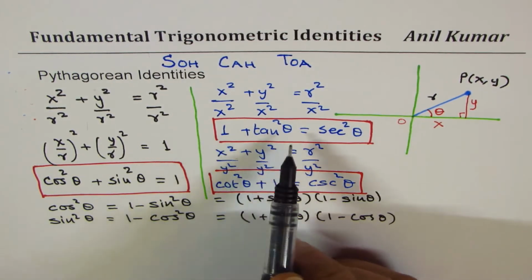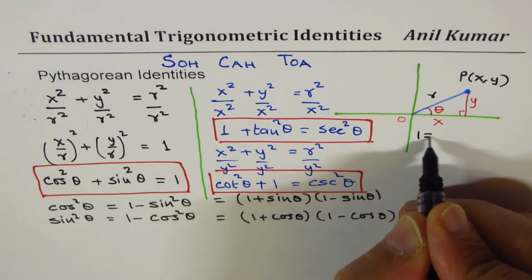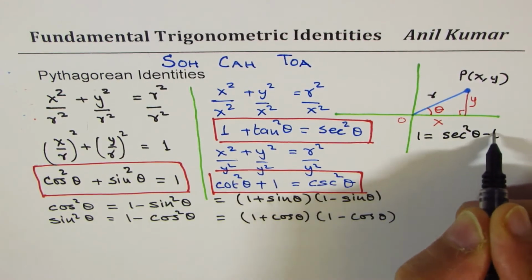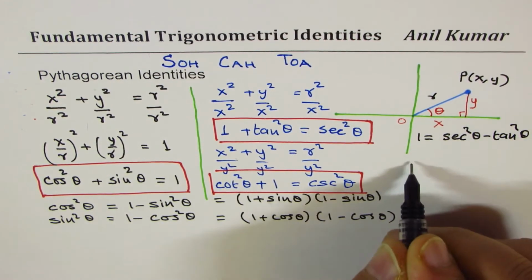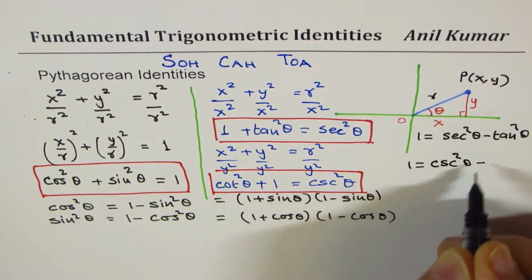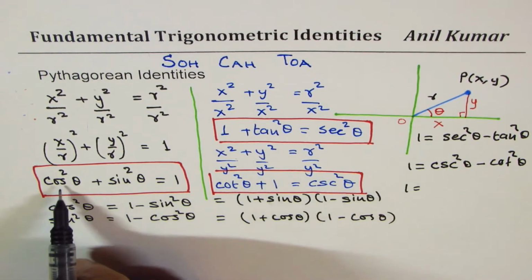Well, as you can see from here, we could rewrite that. I could write now 1 as equal to secant square theta minus tan square theta. I can also write 1 as equal to cosecant square theta minus cot square theta. So 1 could be written in many different ways.